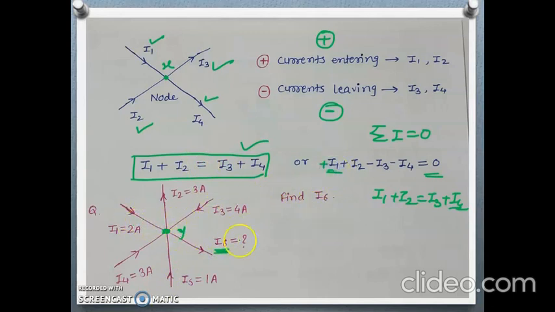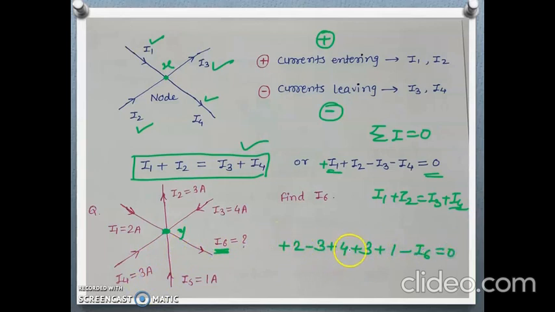If it is current entering, then we will write positive. If it is current leaving, then we will write negative. Okay, so take I1. I1 is entering, so positive 2. I2 is leaving, so minus 3. I3 is entering, so plus 4. I4 is entering, so 3. I5 is again entering or incoming, then 1. And I6 is leaving, so 0.